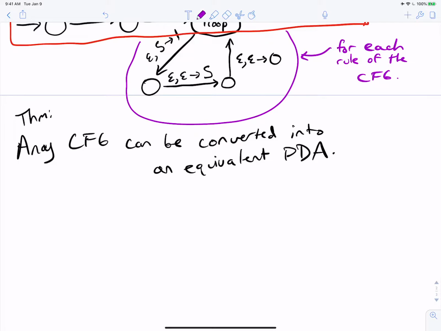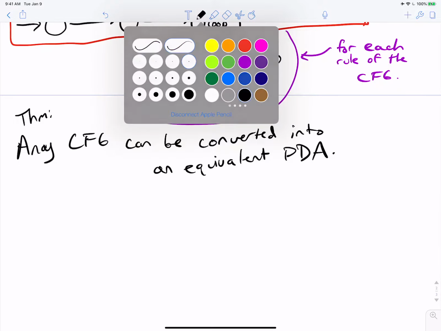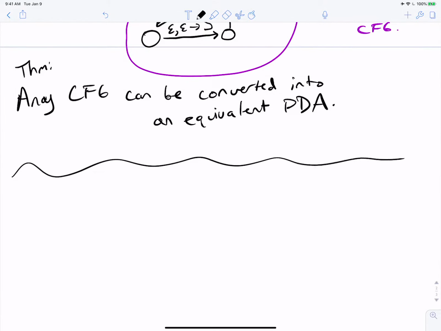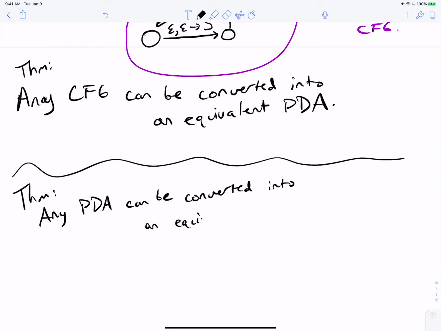So what we're going to eventually show, and not get to all of today, is that any PDA can be converted into an equivalent CFG. I'm just going to let you know right now, this one is significantly harder, or at least more involved. The idea is relatively simple, but it has a lot of details to go with it.